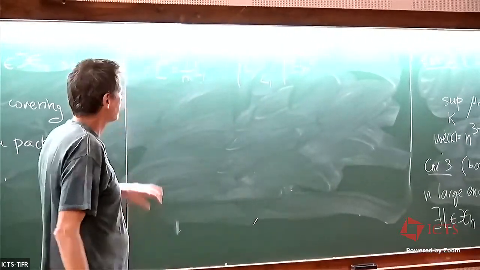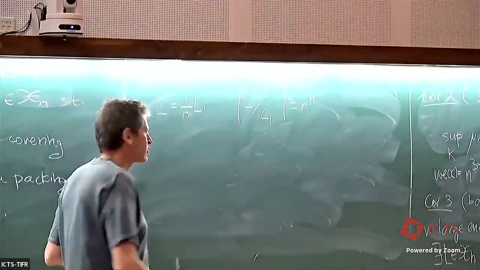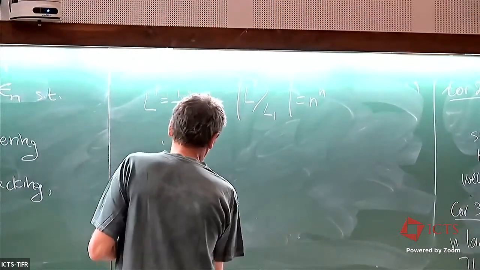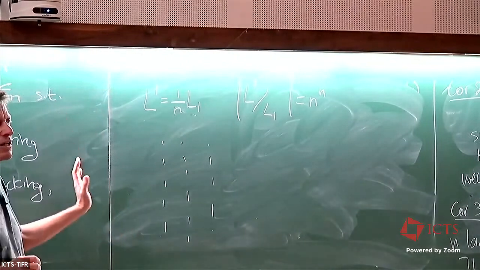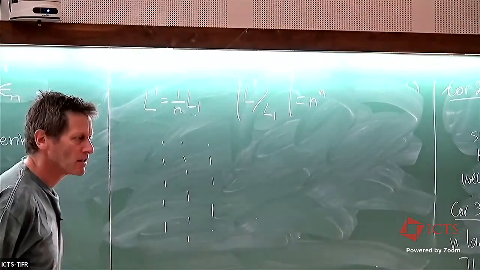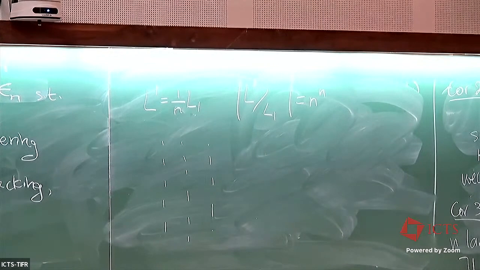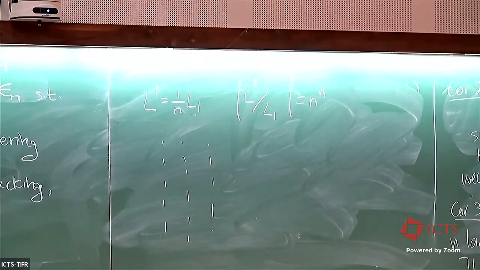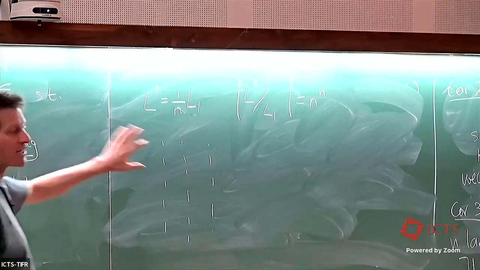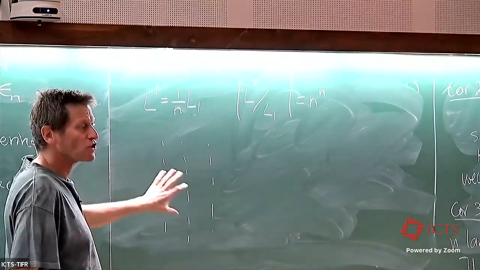The picture you should have in mind, if you're taking L1 to be the integer lattice, is sort of a cube of size 1, where you put n to the n equally spaced points. Now what you're doing is projecting K, shrunk by this amount, onto this cube.